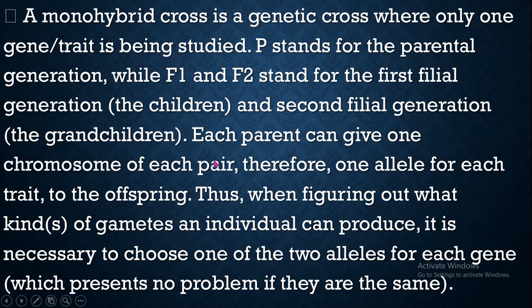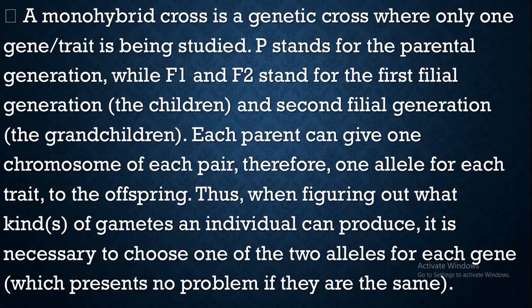A monohybrid cross is a genetic cross where only one gene or trait is being studied. P stands for the parental generation, while F1 and F2 stand for the first filial generation and the second filial generation, the grandchildren.